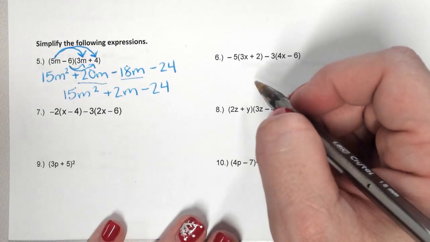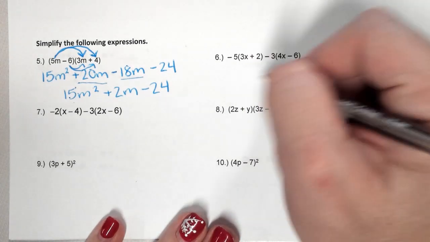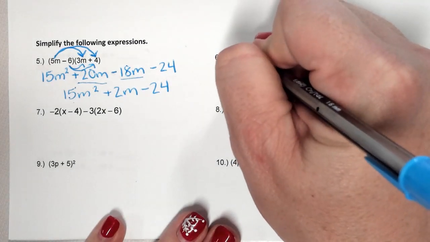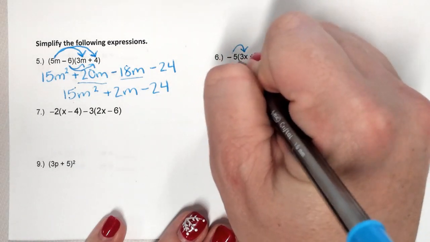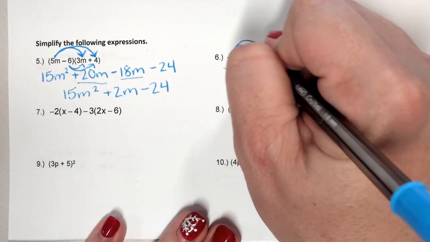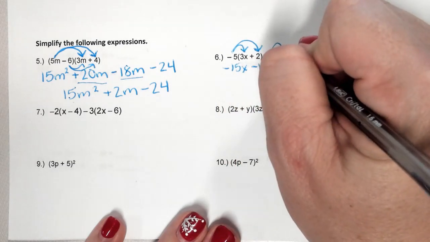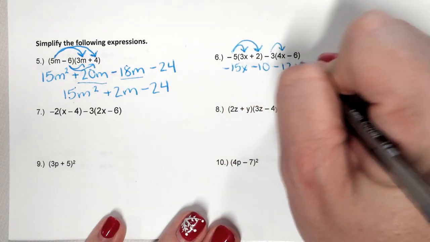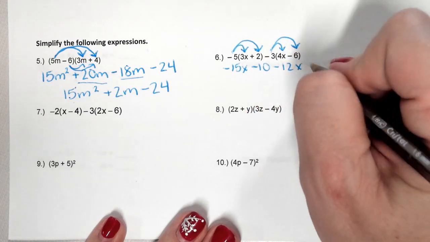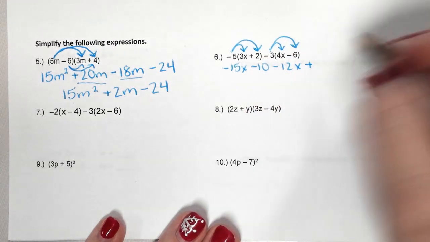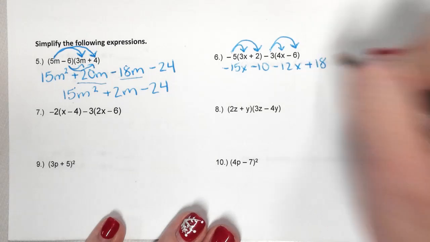Okay, here, again, same concept. We're multiplying, so negative 5 times 3x is negative 15x. Negative 5 times 2 is negative 10. Negative 3 times 4x is negative 12x. Negative 3 times negative 6, well, 2 negatives makes a positive. 3 times 6 is 18.